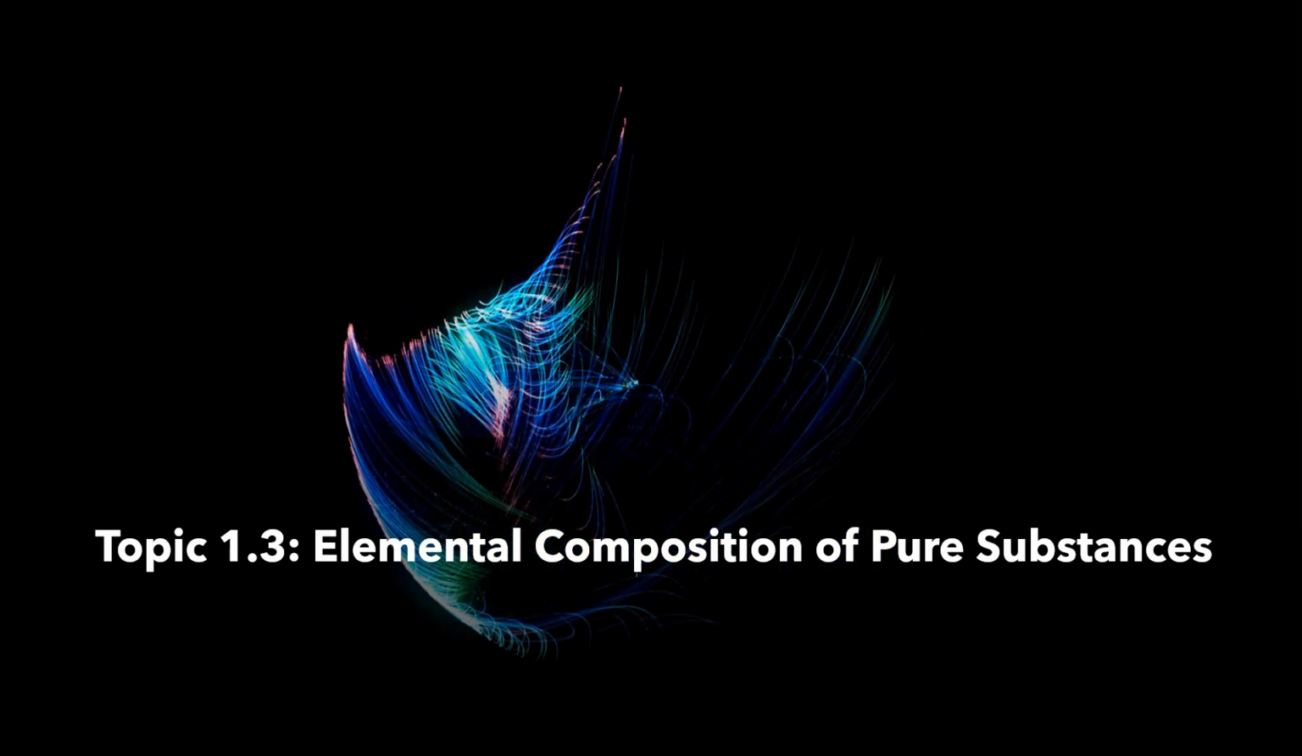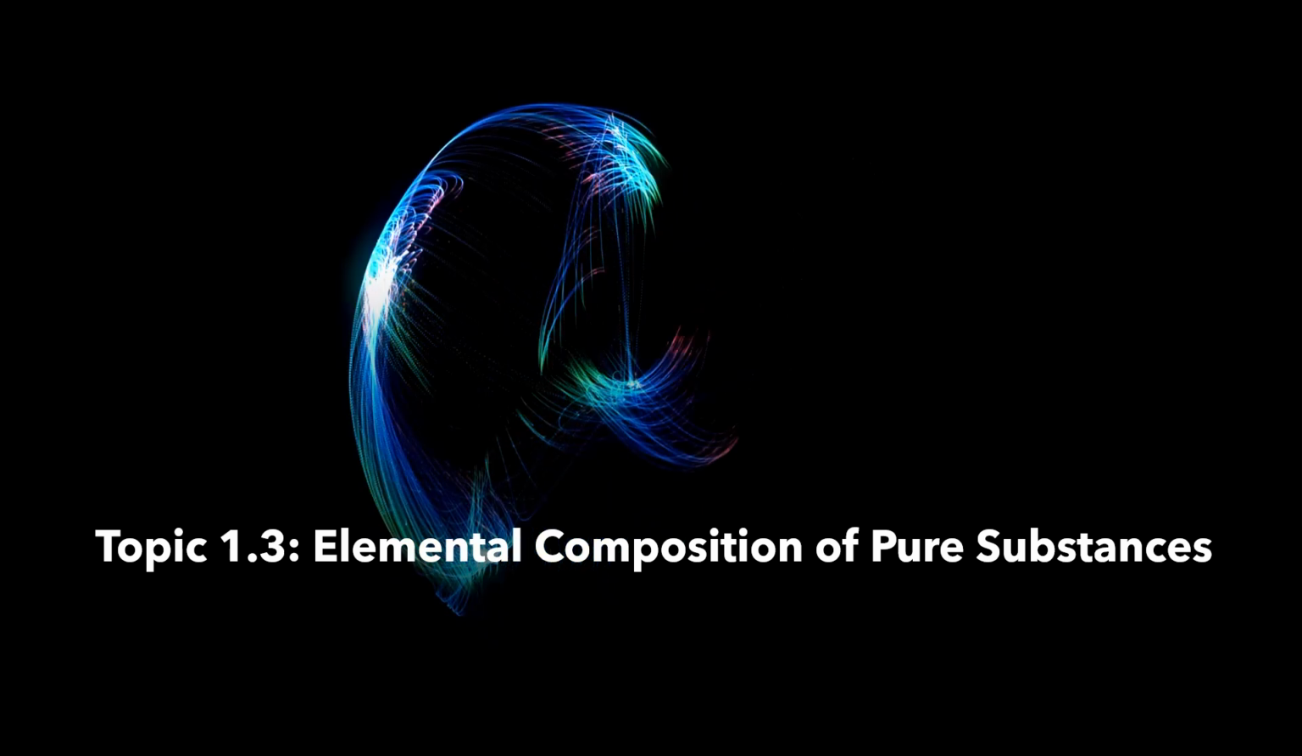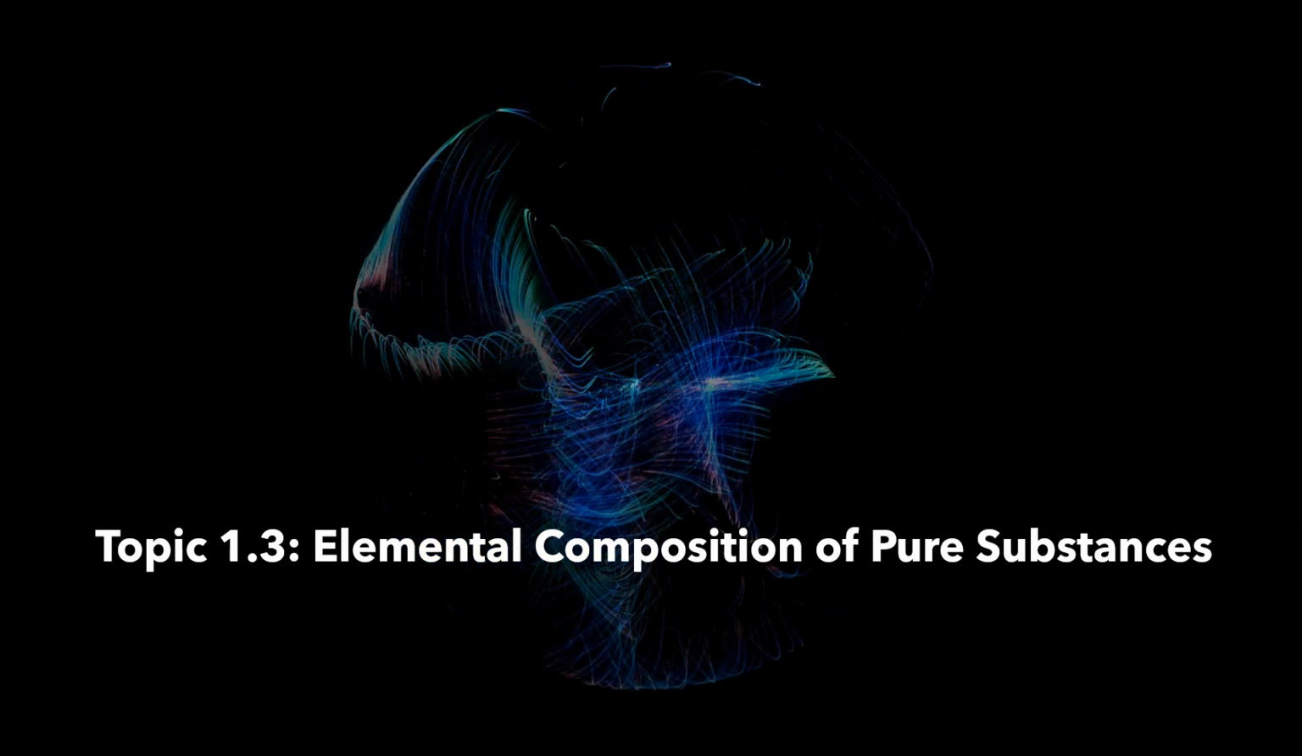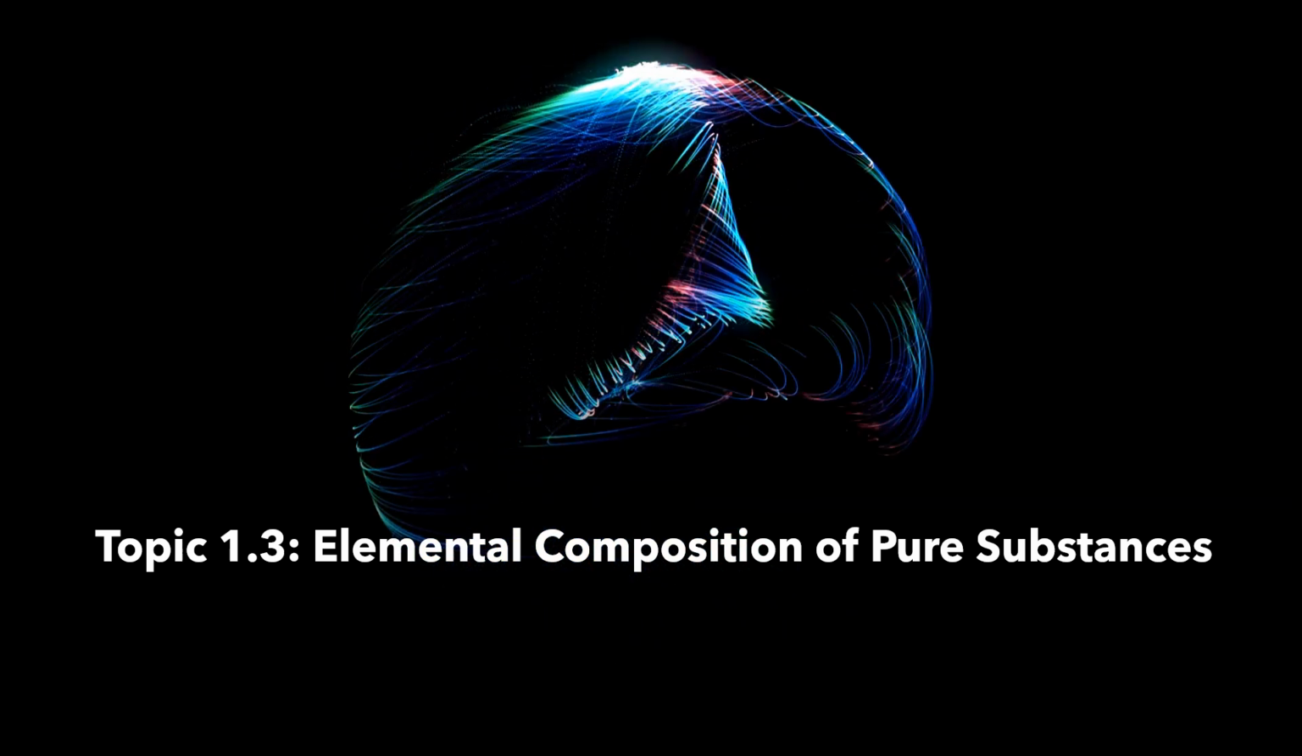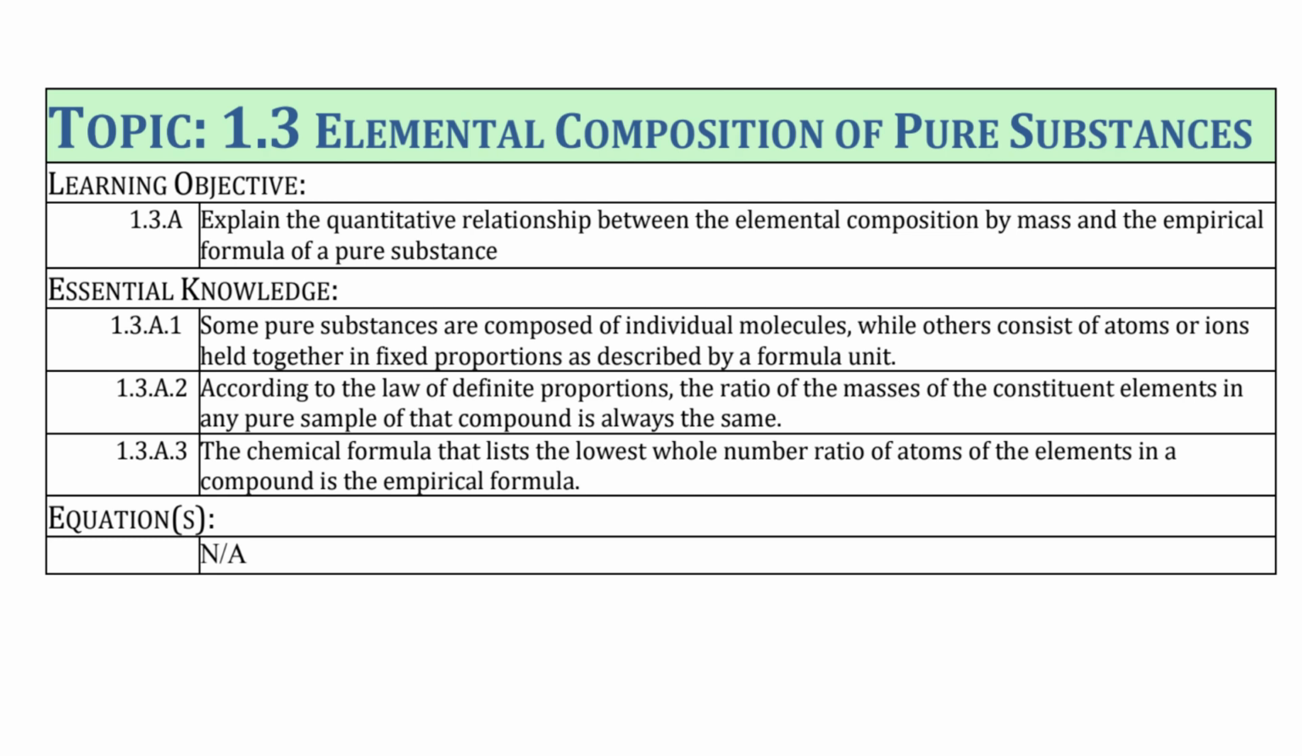This is topic 1.3 for AP Chemistry, elemental composition of pure substances. The objective for this topic is to be able to explain the quantitative relationship between the elemental composition by mass and the empirical formula of a pure substance.